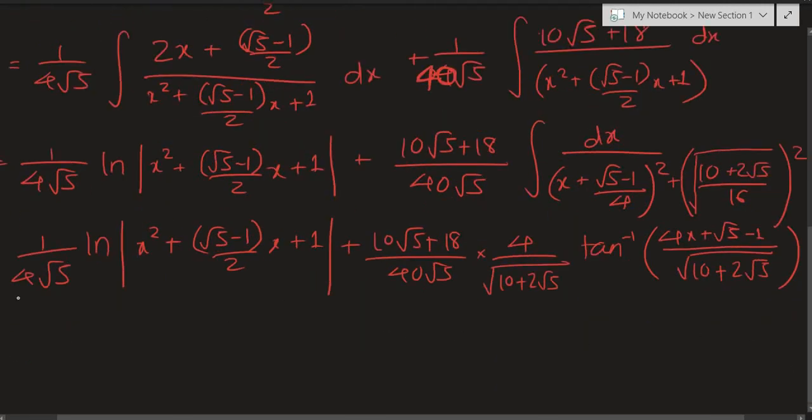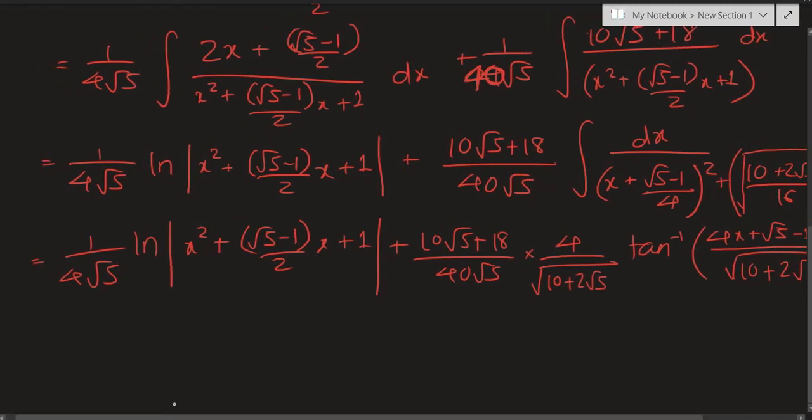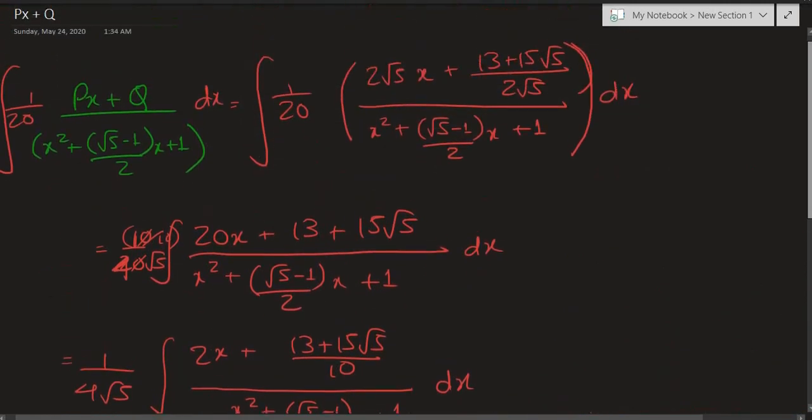So it's a natural log and basically an inverse tangent function that we have. If you want, you can cancel this out. This will become 10. So that was our px plus q term.